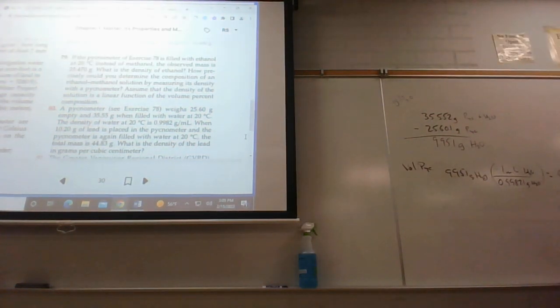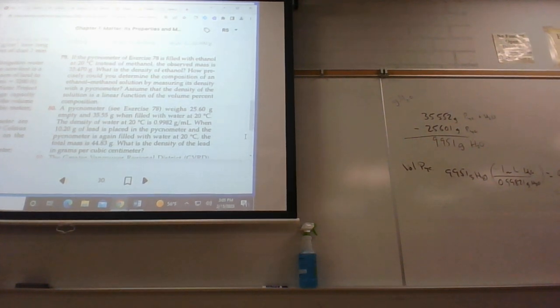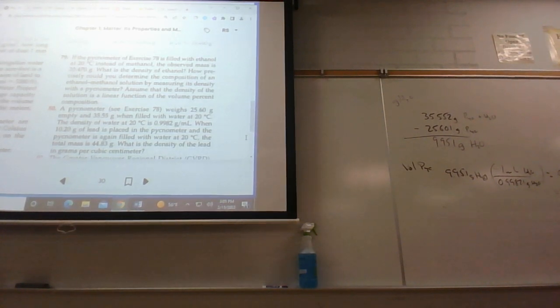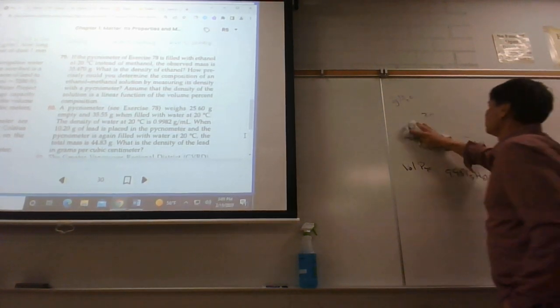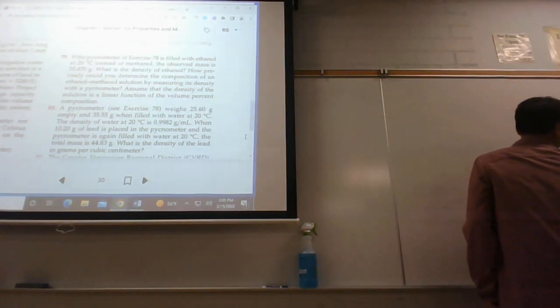And so the density of methanol, 0.7914. And so what is the density of methanol? And let's see. I'm going to leave the volume of the pycnometer here.